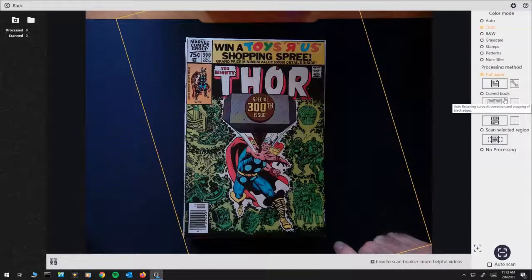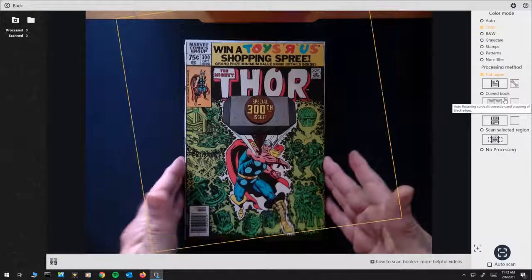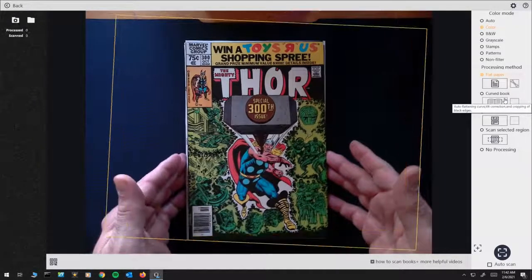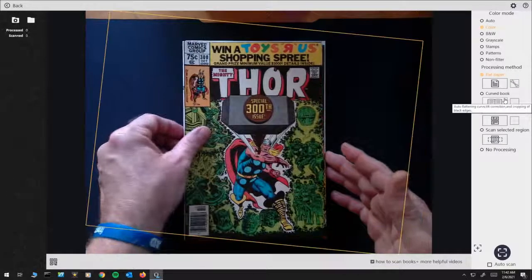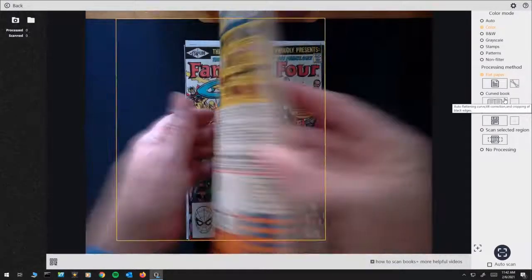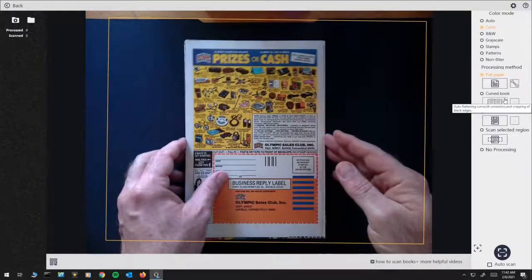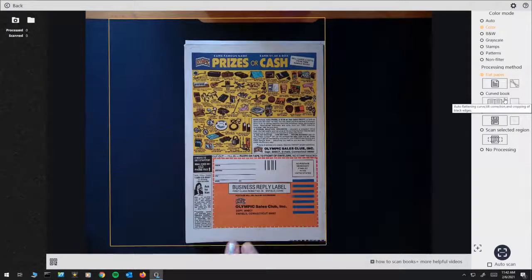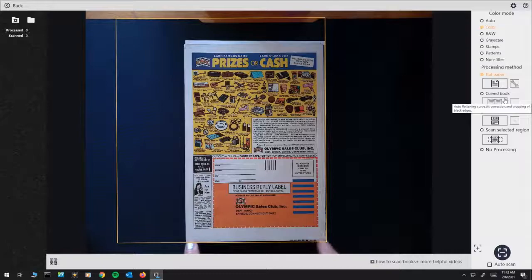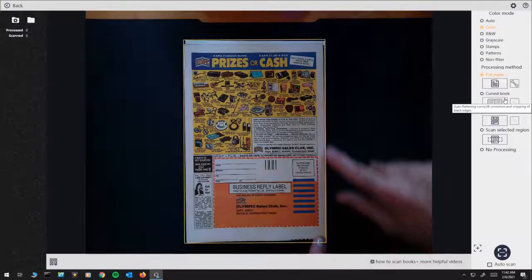And here we have Thor number 300, a nice little giant-sized issue that only cost 75 cents back in the day. Toys R Us, what's that? And in this book, you can see some dirt. Hopefully it's not too much in the way of staining, and I can get that off.